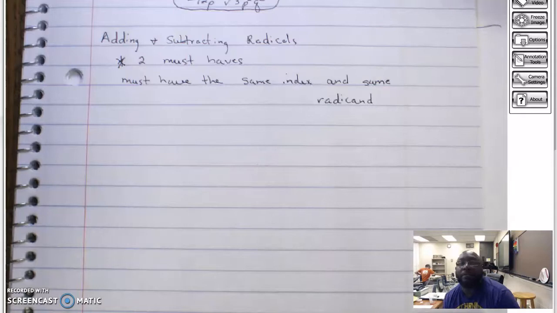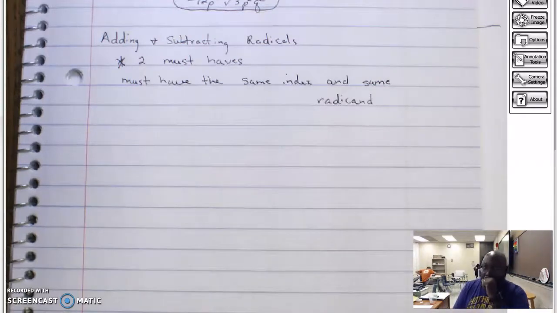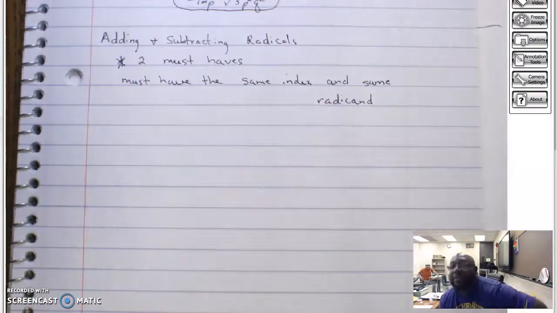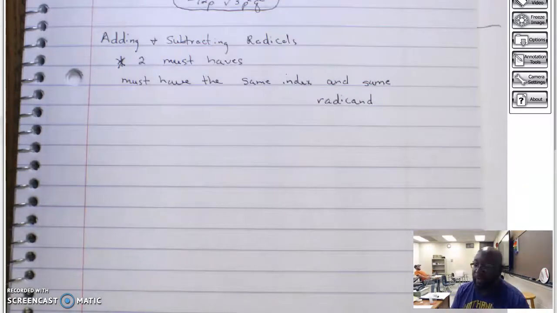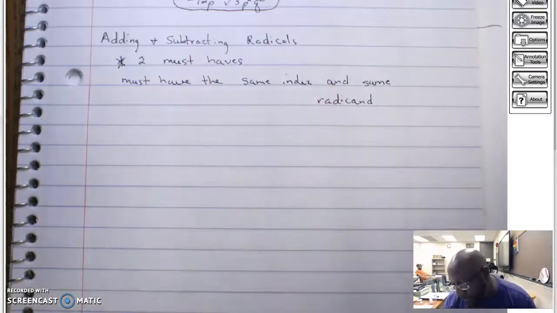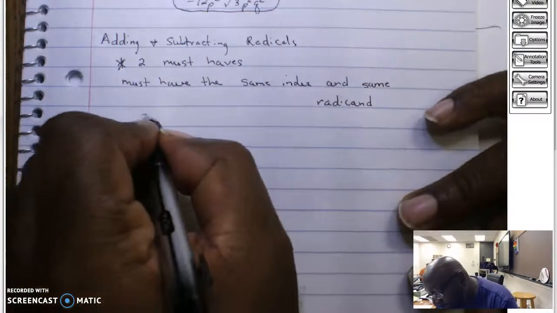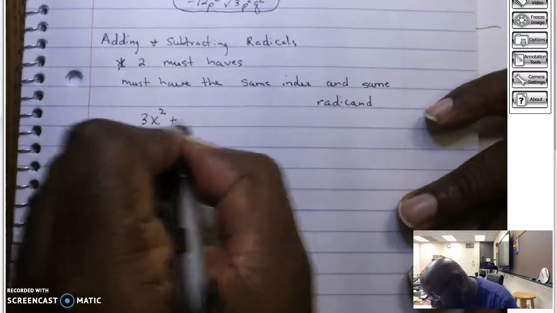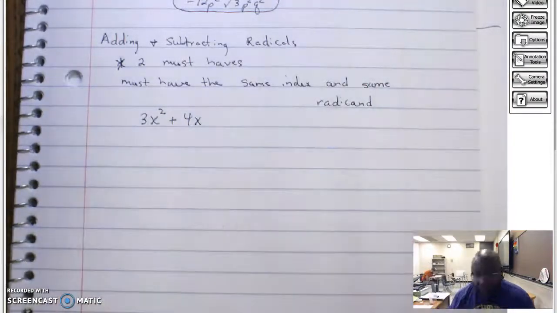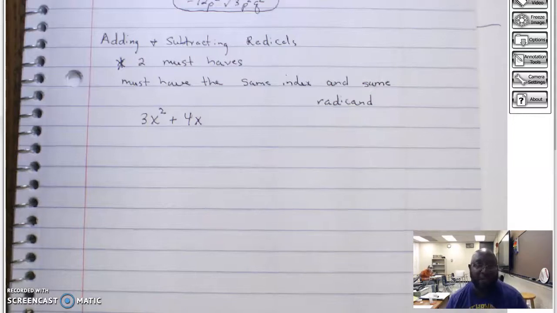All right, so when we talk about adding and subtracting radicals, there are 2 must-haves. It must have the same index and it must have the same radicand. Think about adding and subtracting radicals as combining like terms. If you had something like 3x squared plus 4x, notice that you can't add those because they don't have the same exponent.